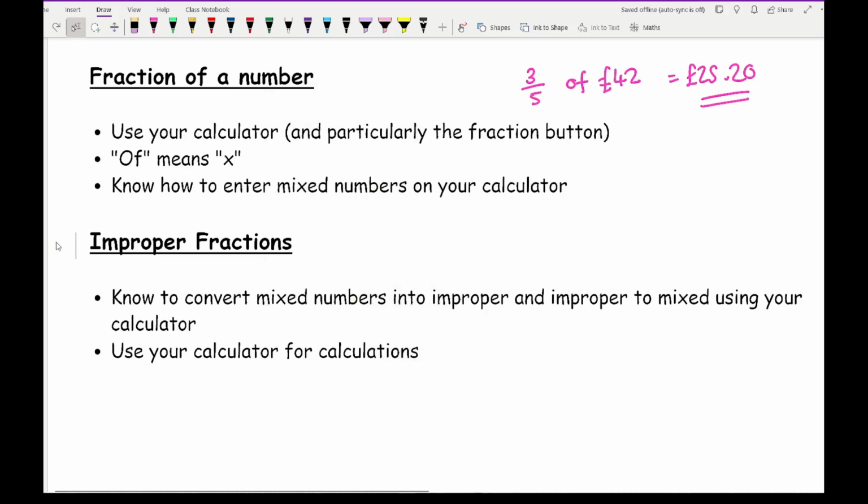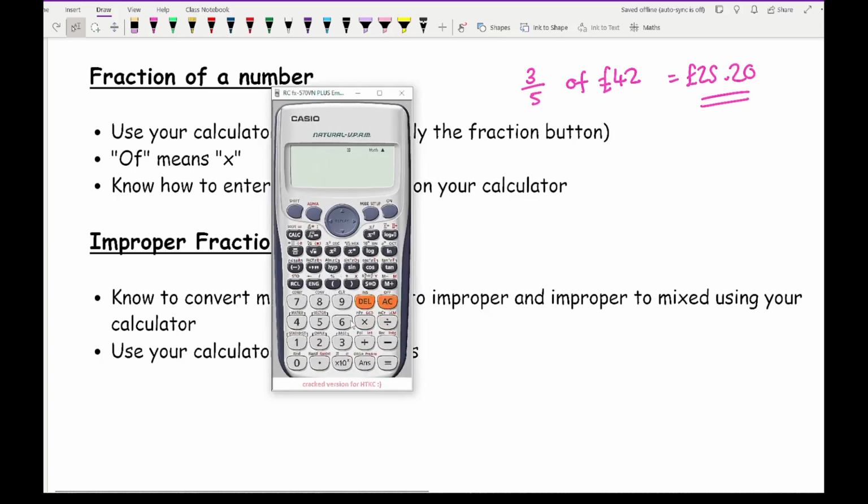Moving on to improper fractions. So again, you need to make sure you know how to convert mixed numbers to improper fractions and improper to mixed numbers using your calculator. Now again, on your calculator, you may not realize that this is the case, but if I want to enter a mixed number, then all I'd need to do is press Shift and my fraction button, and I could then enter my fraction part and the base number of that. So if I wanted to enter 5 2/3, I've got 5, 2, and 3.